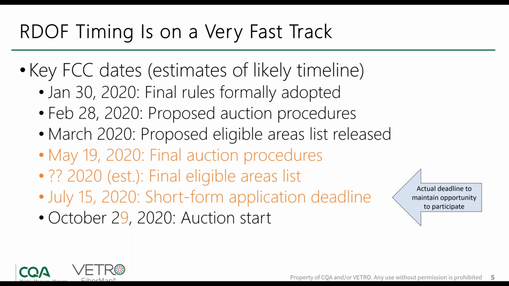The final eligible areas have not yet been published. They should be published before the end of the short form application window. We just do not know when they will be published. The short form application deadline is now set at July 15th. The window opens, I think, on July 1st, but you have to have your final application in by July 15th. And then the auction start was moved back one week to October 29th.